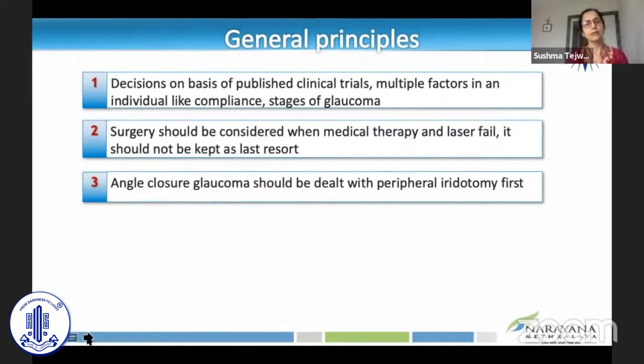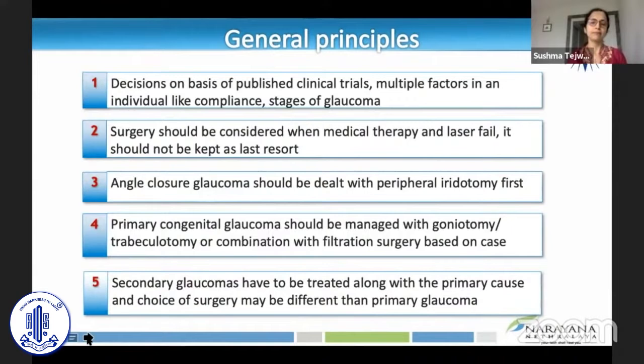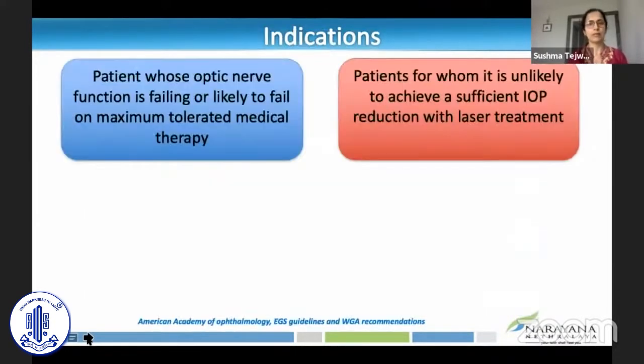Angle closure glaucoma, as already mentioned, should be dealt with peripheral iridotomy first. Primary congenital glaucoma should be managed with goniotomy or trabeculectomy, or a combination with filtration surgery based on each case scenario. And when we are talking about the secondary glaucomas, the management is slightly different. You have to take care of the primary cause along with treating glaucoma. That is very important.